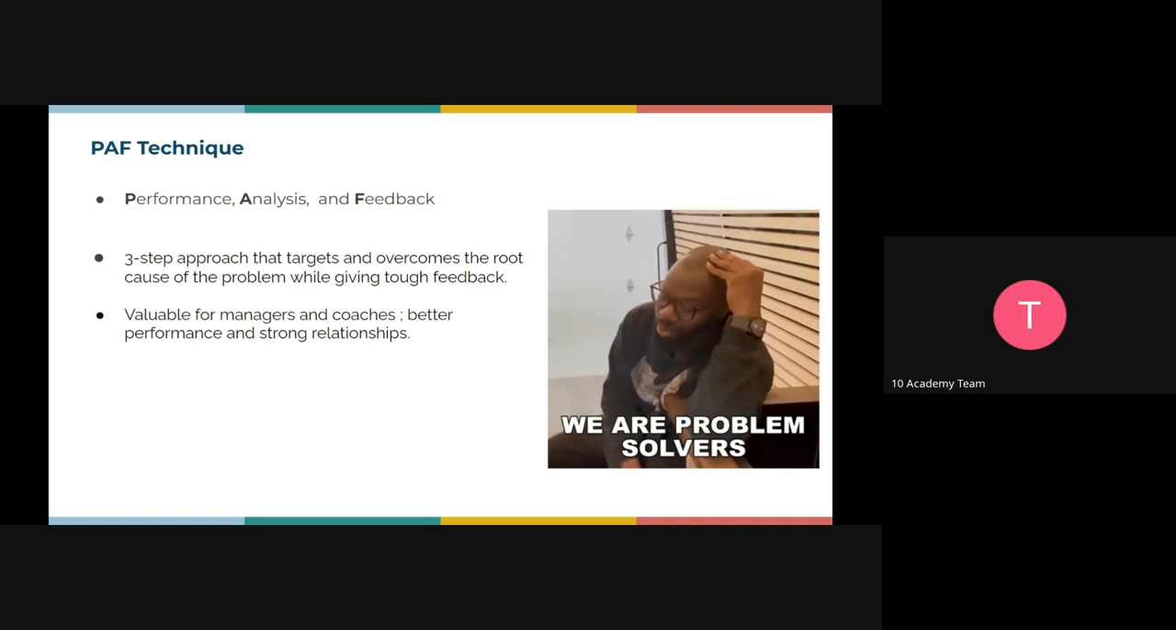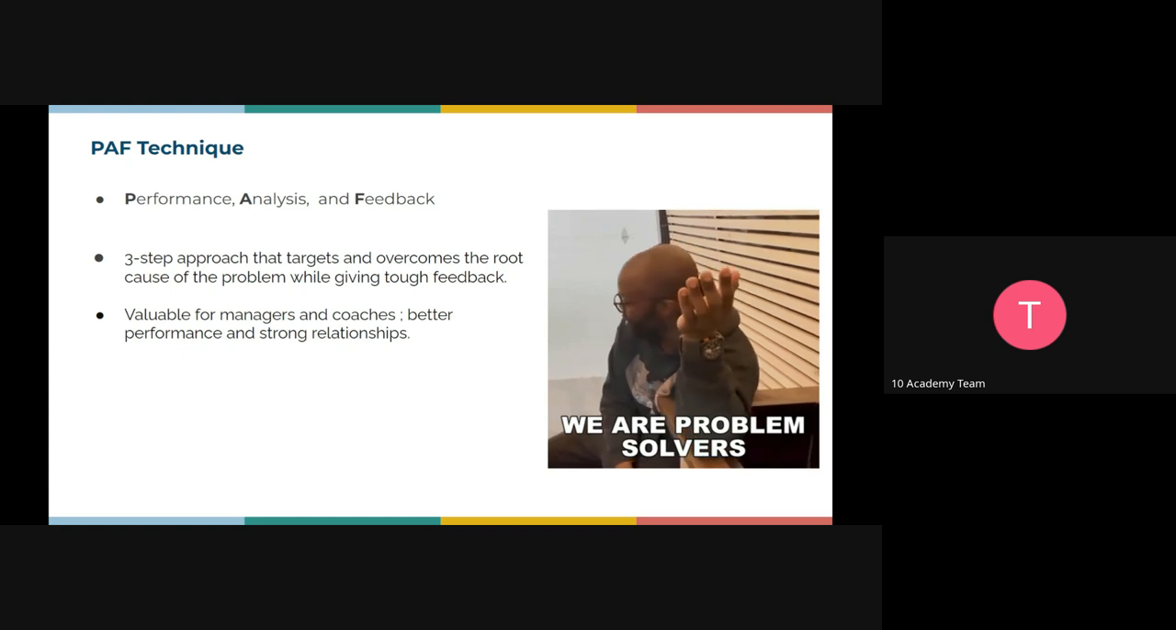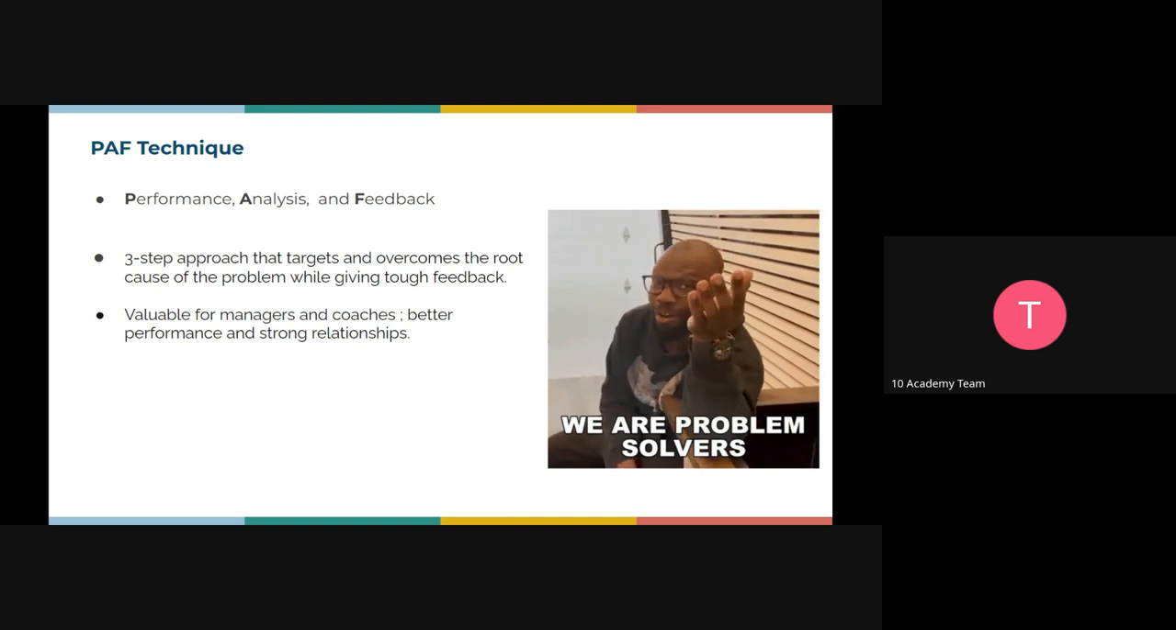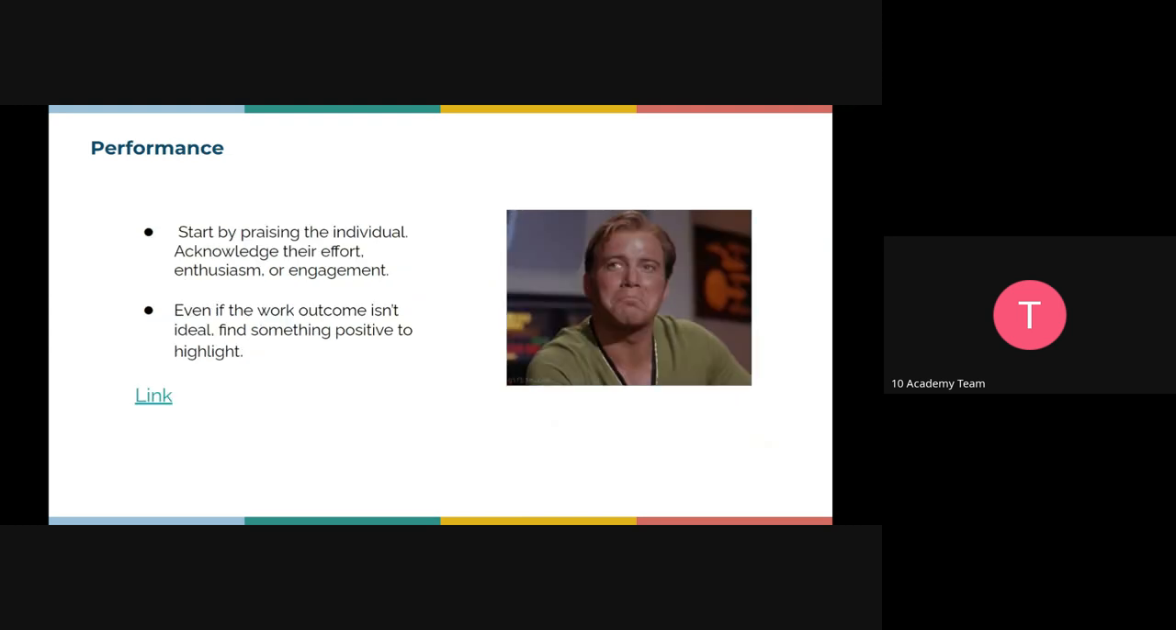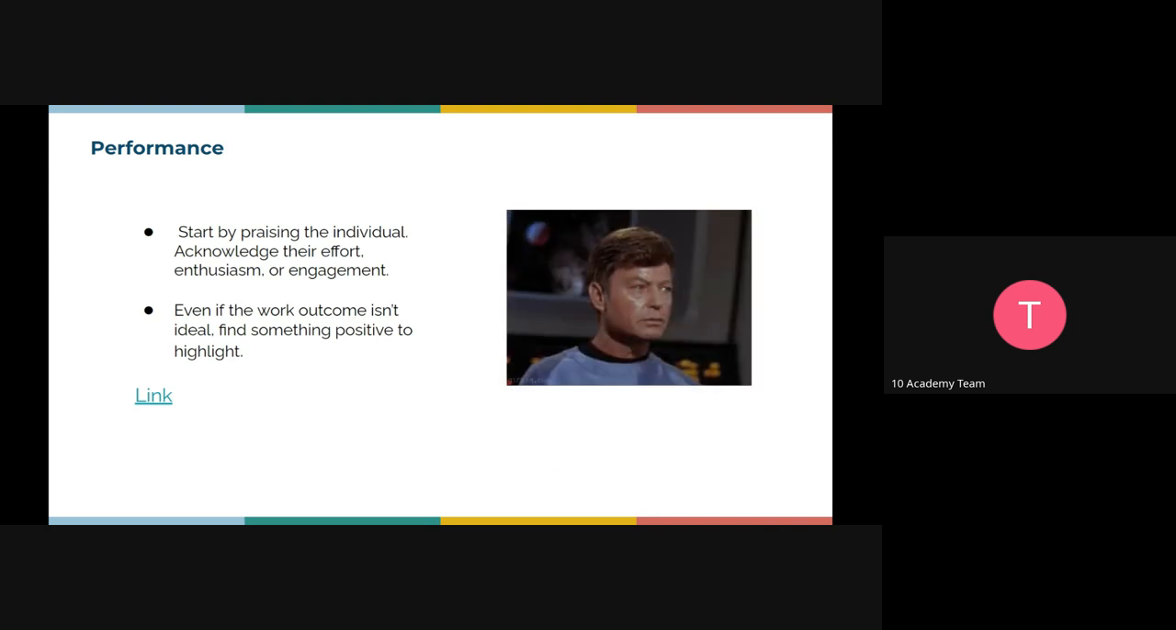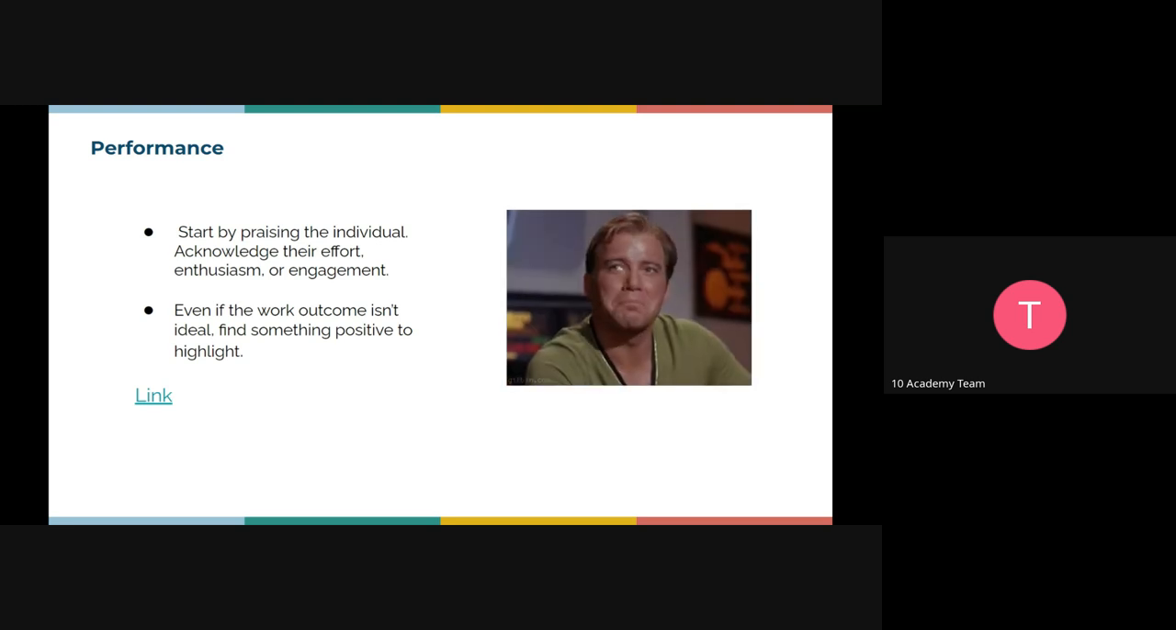So the technique is PAF technique. So it's performance analysis feedback. So it's a three-step approach that helps to understand the cause of the problem, while giving tough feedback. So it's valuable for managers and also helps to build strong relationships in an organization. So the first step is first acknowledging the efforts that someone has put into building something. So with that, you kind of praise them and tell them that you don't disregard everything about the project, but the person took some time and effort to do something.